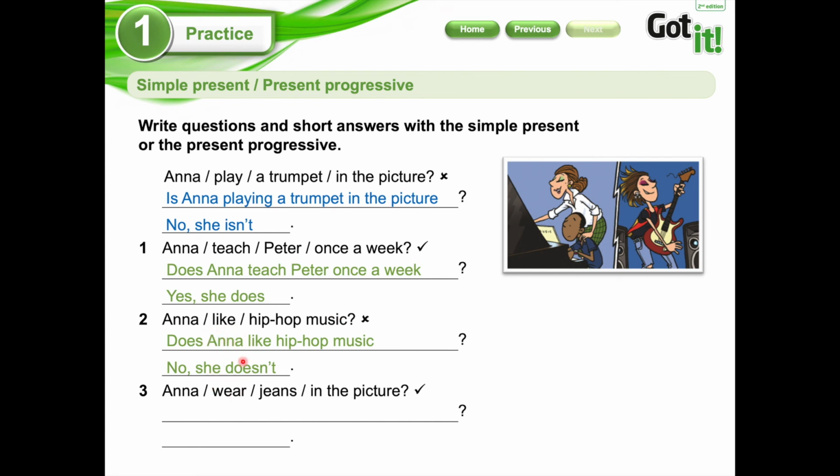Okay. And number 3, Anna wear jeans in the picture. Is Anna wearing jeans in the picture? I pay attention to the photograph and here I have a ticket, so it's a positive answer. Yes, she is.